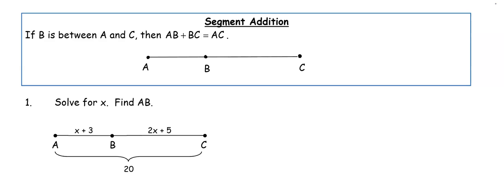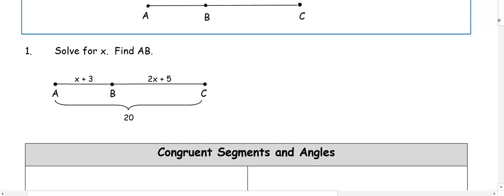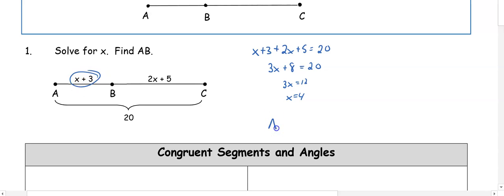So let's use that idea to solve for X in some other problems. So in number 1, we want to solve for X and find AB. So using segment addition, these are our two smaller parts which equal our whole segment. So we would have X plus 3 plus 2X plus 5 is equal to 20. When we combine like terms, 3x plus 8 is equal to 20. 3x is equal to 12. So x is equal to 4. Then we want to find the length of AB. Well, AB is x plus 3. So we would have 4 because we're substituting our value in. So that's going to have a length of 7.